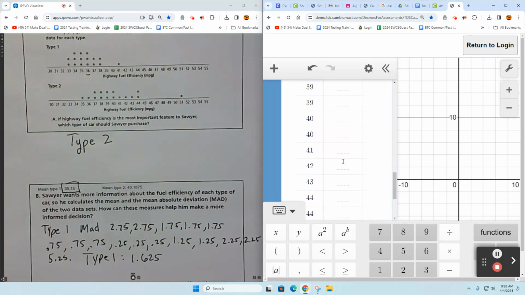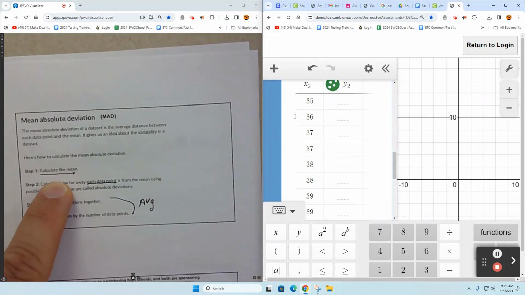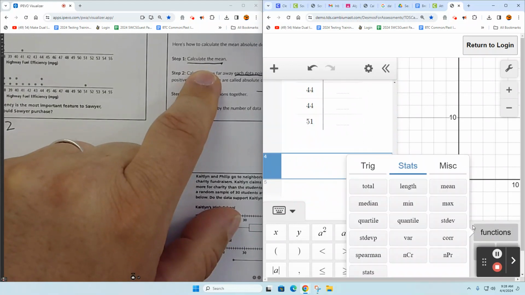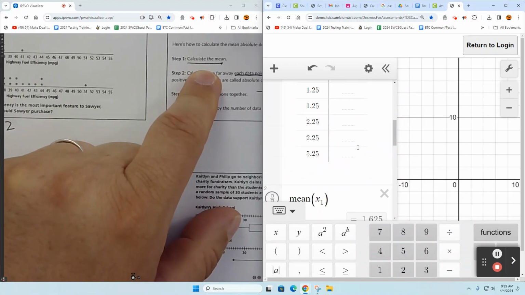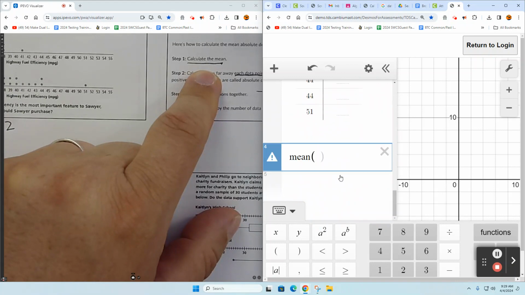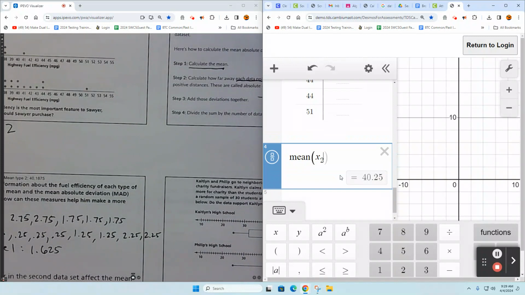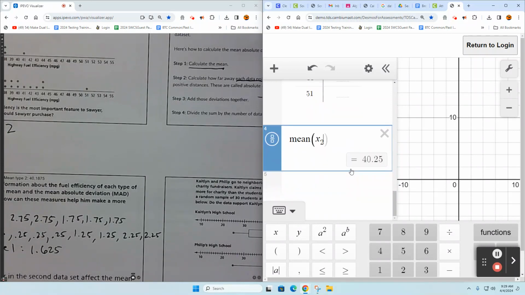In order to do the MAD, I need to know what of these numbers? First step of the MAD is to find the mean. So I'm going to go down here, and I need to know the mean of x2. The mean of x2, it tells me, is 40.25. It rounded it for us. Then I need to find out how far away the numbers are from 40.25.